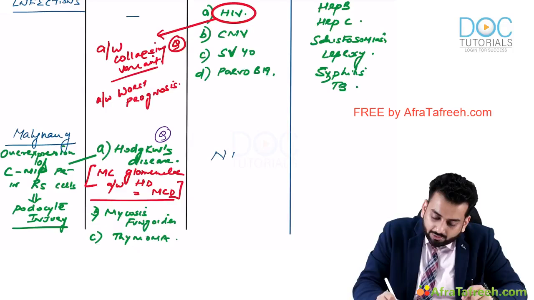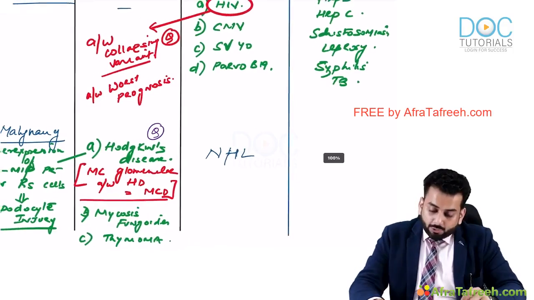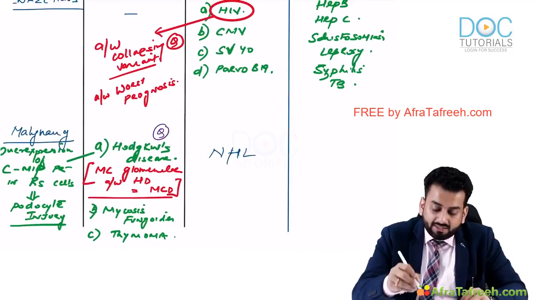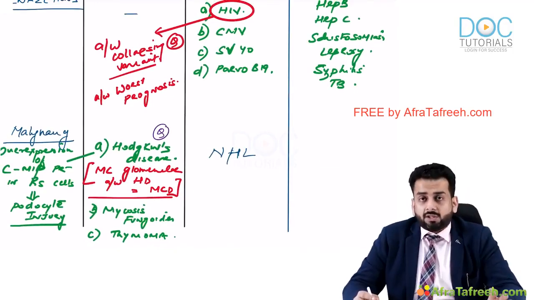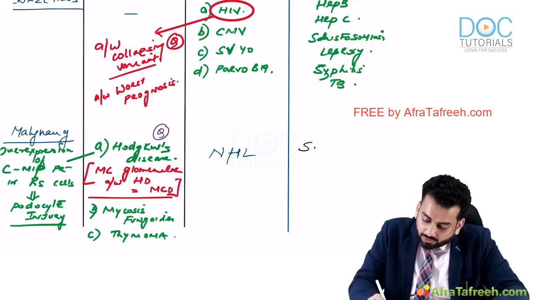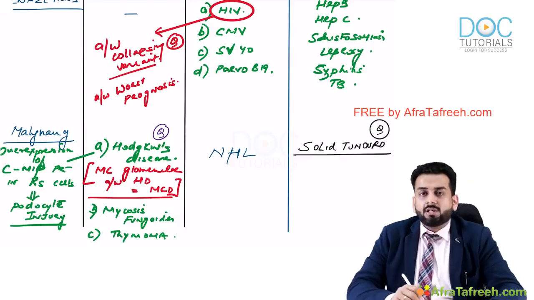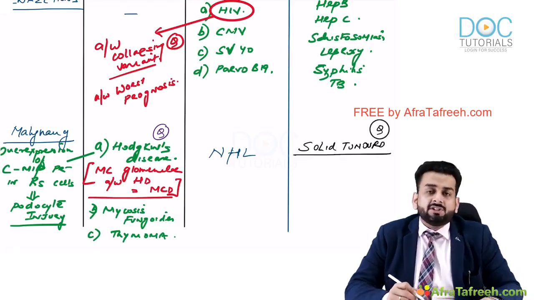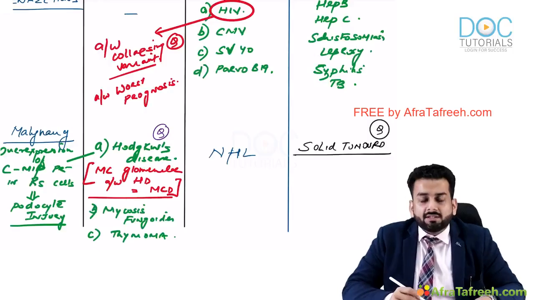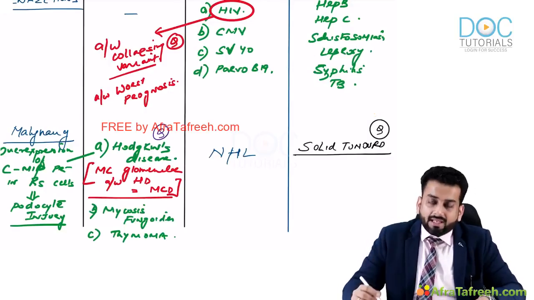Coming to focal segmental glomerulosclerosis, the very important malignancy here is non-Hodgkin's lymphoma. Coming to membranous nephropathy, a lot of cancers are associated with it, especially the solid tumors. And this has been asked very many times, that solid tumors are very commonly associated with which glomerular disease? Answer is membranous nephropathy.